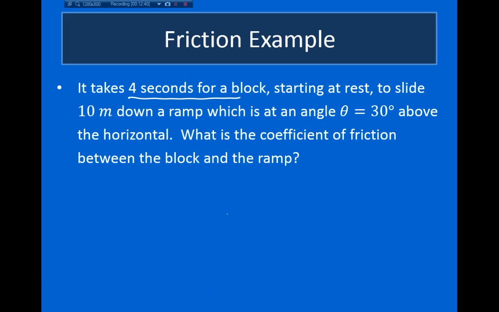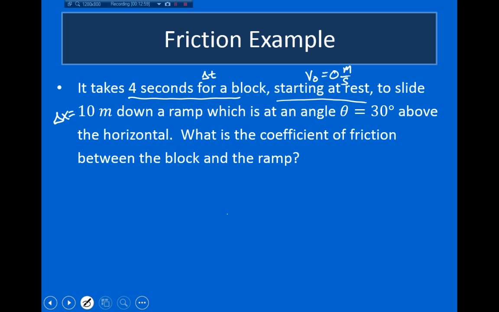So it takes 4 seconds, so this was delta t. Starting at rest, v naught is equal to 0 meters per second. Delta x is 10 meters, and the angle of the ramp is 30 degrees.